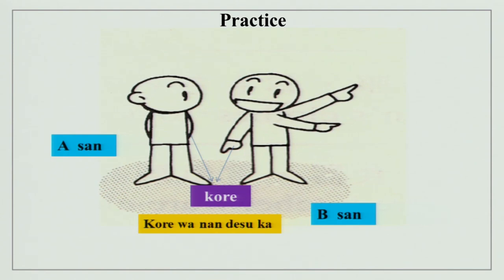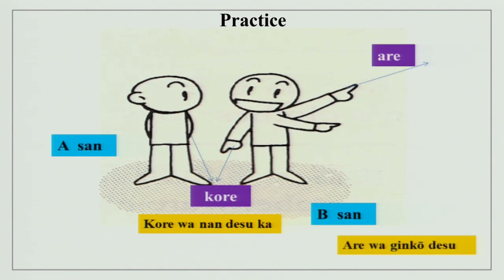Now, we have B-san pointing somewhere. Let us see what it is. It is far away from A and B both. Are. Are wa ginko desu. A-san could easily ask, are wa nan desu ka? And B could say, are wa ginko desu, or vice versa. This is what we had done last time. This is a small recap, a revision of what we had done last time.